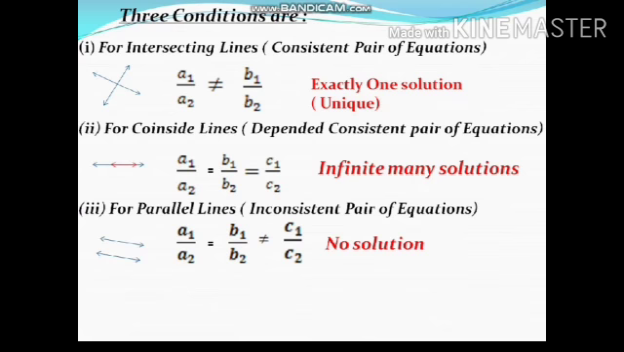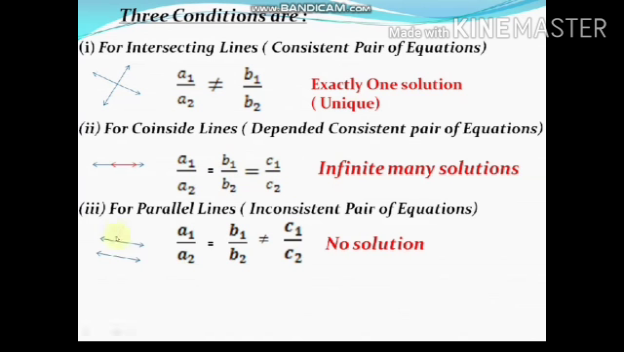In the second condition, both the lines coincide with each other. It means one line is over the other. In that case, a1 upon a2 is equal to b1 upon b2 is equal to c1 upon c2, and we get infinitely many solutions because each and every point is common to both the equations.